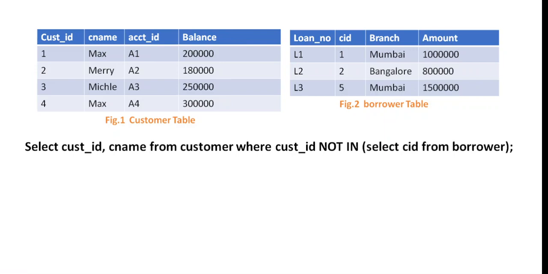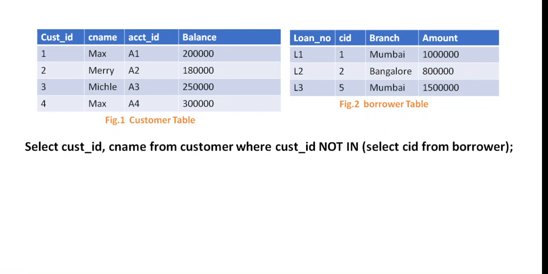Now see, I want to display information of customers who have an account in a bank but don't have a loan. So I can simply write the query: select customer ID, customer name from customer where customer ID not in borrower table. I want to display information about those customers who don't have a loan, and the customers having a loan can be tracked from the borrower table.